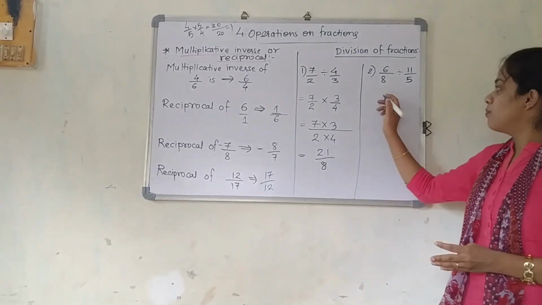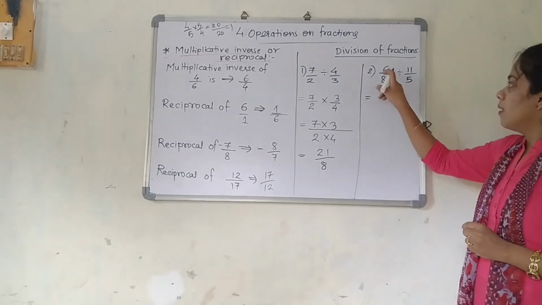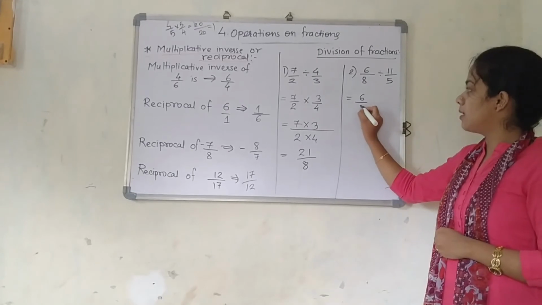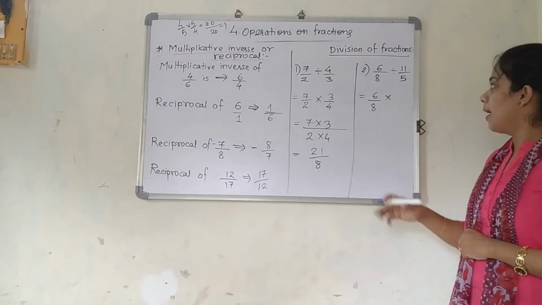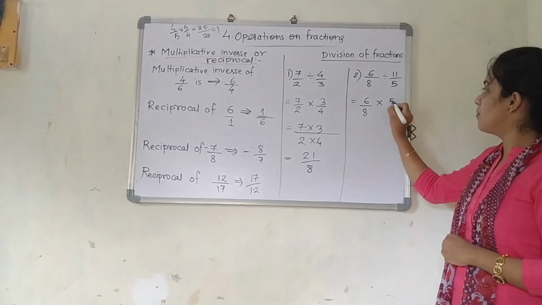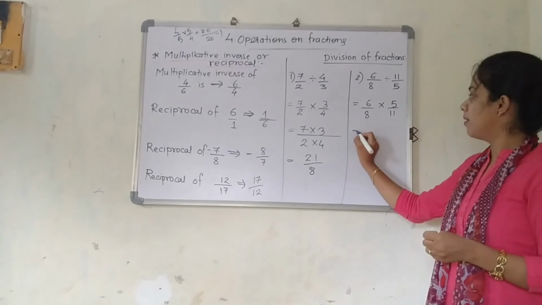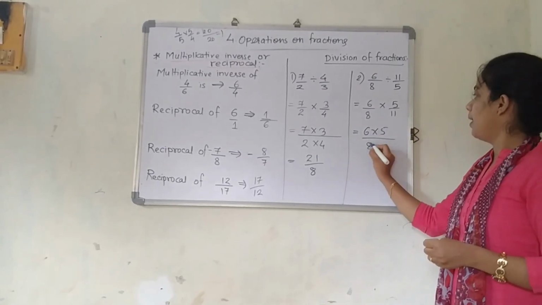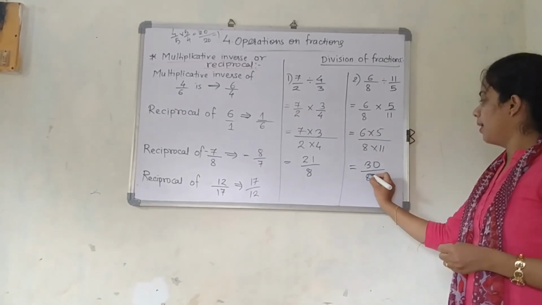Okay. So now just see over here, a similar type of question. 6 upon 8 divided by 11 upon 5. 6 upon 8 as it is I will write. Division I will convert into multiplication, and 11 upon 5 I will write as 5 upon 11. Multiplication you know, just now we have done it. 6 into 5 and 8 into 11. So the answer will be 30 upon 88.